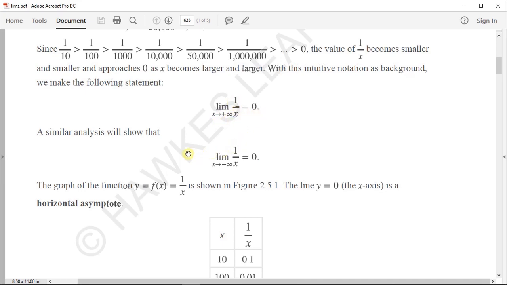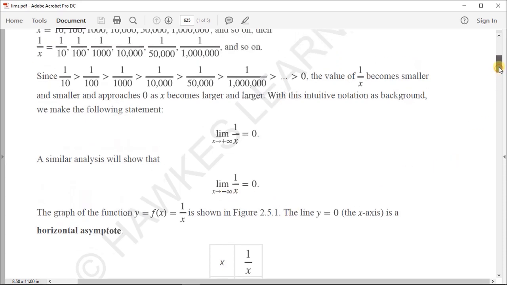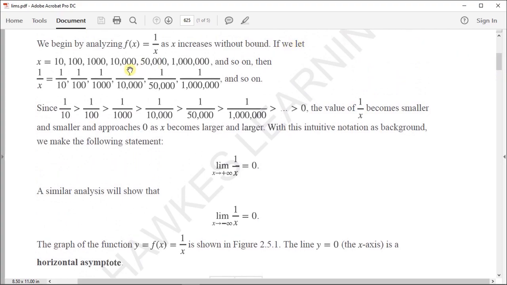Now note, this would be the same thing if we went in the negative direction. So they're saying x going to negative infinity here. They didn't actually write down the work they did here, but instead of these x values all being positive, what if you made them all negative? So plug in negative 10, negative 100, negative 1,000, negative 10,000, etc. Well, then all these would just have negative signs. And they'd still be getting closer and closer to 0. They would just be negative values.